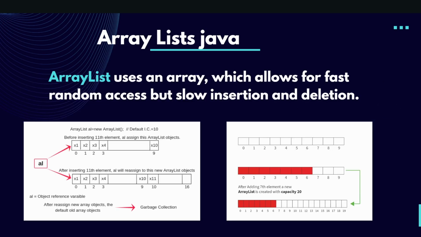Now we will understand what is meant by array list in Java. Array list we have already discussed. It is just an extension of the array. This array list is also known as the dynamic array in the C++ language. In Java we call it array list.